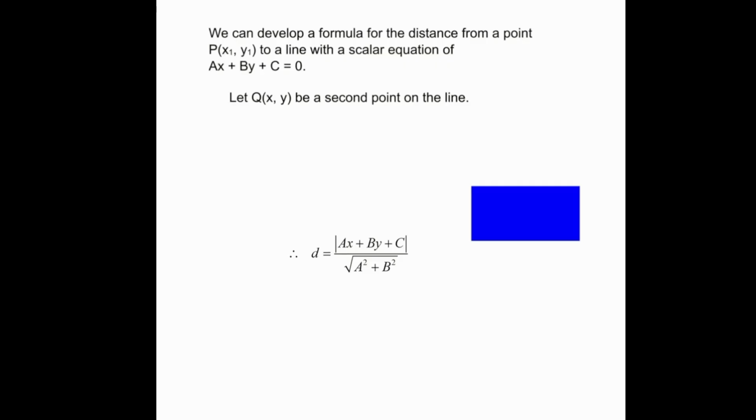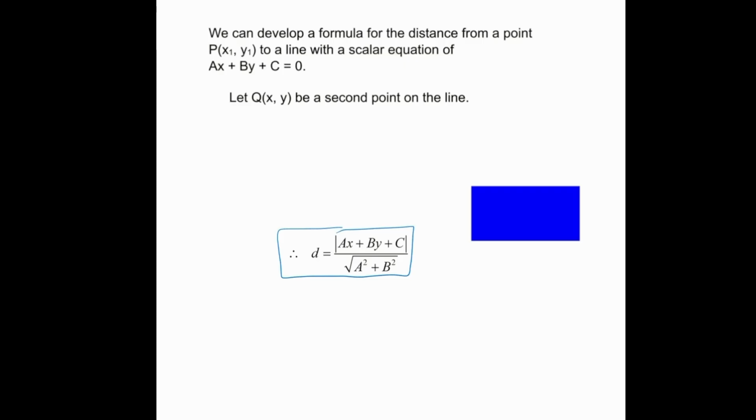So we can develop a formula for the distance from a point, some point P (x1, y1), to a line with a scalar equation of ax plus by plus c equals 0 if we take the projection. So let's let Q, with the values of (x, y), be a second point on the line. And let's see if we can figure out. Now, I've already kind of given it away because you can see the equation that we're aiming for on the bottom here. But I'm going to show you how we actually get there.